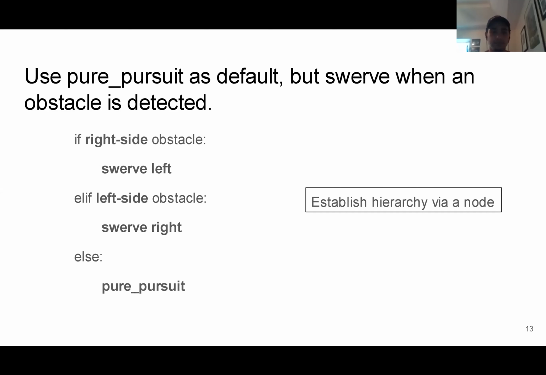We established this hierarchy between Pure Pursuit and our swerve mechanism using a node, such that Pure Pursuit is the default, but swerve takes over if an obstacle is detected.